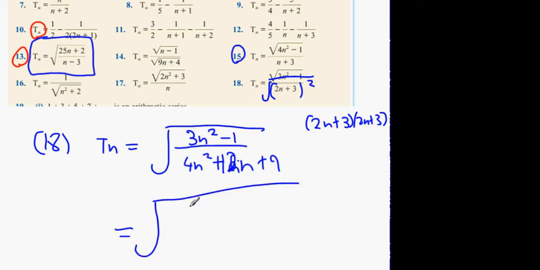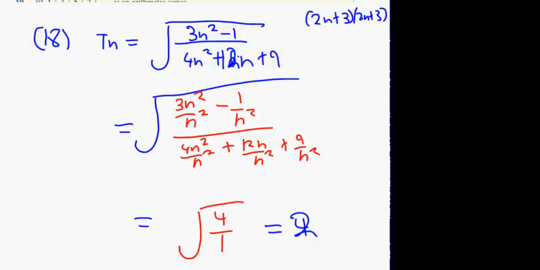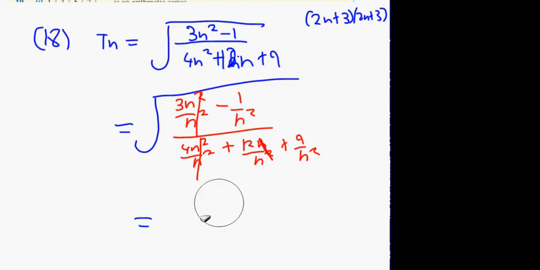What's the biggest value of n? N squared, so you divide them by n squared. Plus 12n over n squared plus 9 over n squared. Then what happens? So that's going to be 3 over 4 because that cancels there, that cancels there, and then that's going to be 12 over n, 9 over n squared. So for all intents and purposes, it's the square root of 3 over 4.